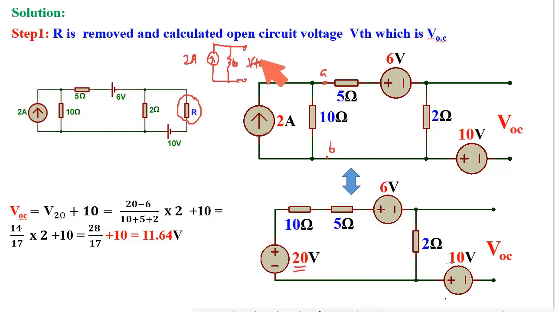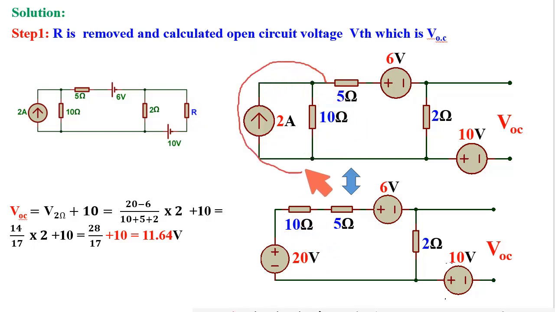Now to calculate RTH, this current source will be open. So ultimately 10 ohm is RTH. So this is RTH here. This part of the circuit has been converted to this part of the circuit by using Thevenin. Keeping this part the same, this below circuit is equivalent to the above circuit. So now to calculate VOC.